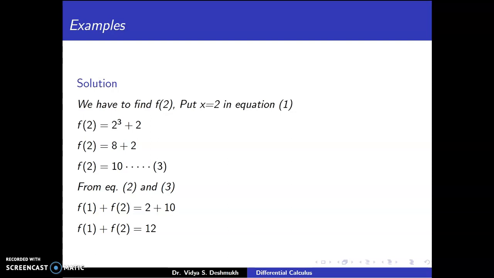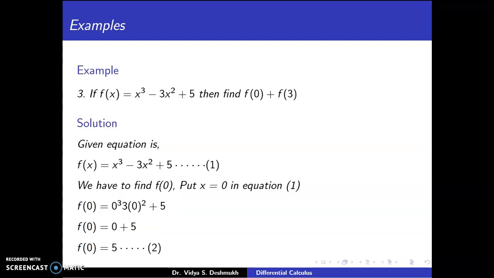From equation 2 and 3, we can calculate f of 1 plus f of 2, that is equal to 2 plus 10, and then the value of f of 1 plus f of 2 is equal to 12. Here is the answer. Okay, in the next example, also find out the value of the function at x equals 0 and the value of the function at x equals 3.